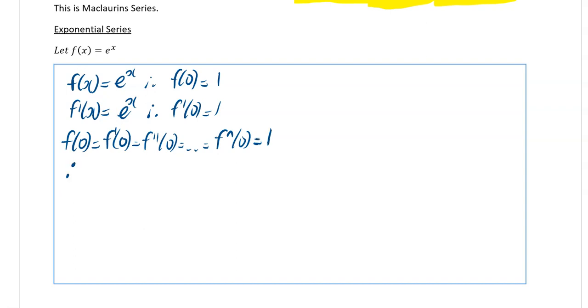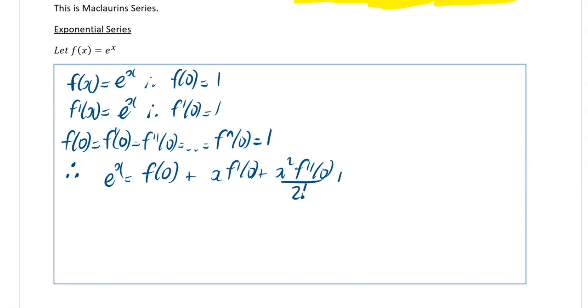So therefore, your e to the x is equal to, I'm just going to write out the Maclaurin series again, f of 0 plus x times f dash of 0 plus x squared times f double dash of 0 divided by 2 factorial, plus x to the power of n, f n of 0 over n factorial, plus dot dot dot and so on and so on and so on.